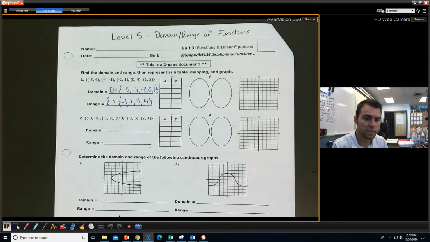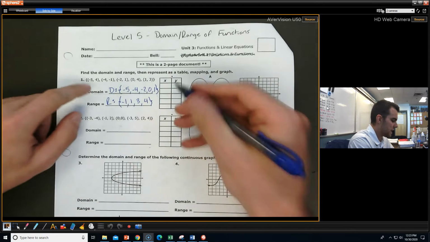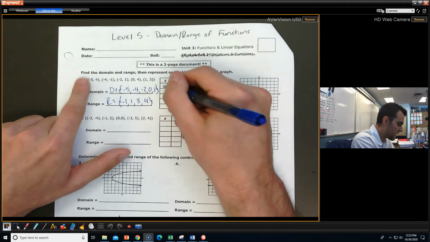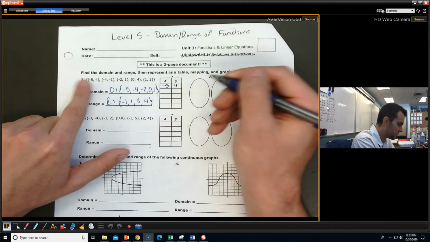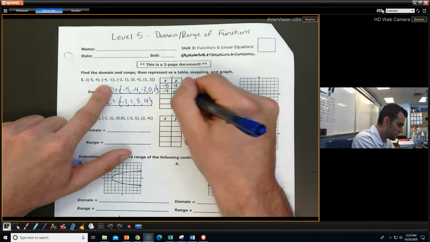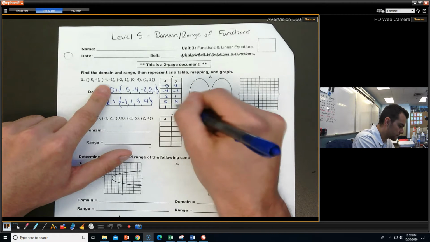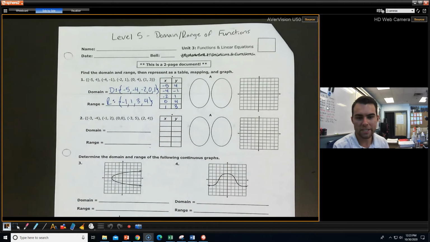But we can also represent this as a table, a mapping, and a graph. There's a lot of ways to represent functions. If we have something like -5, 4, I've got my x and my y, then -5, 4, -4, -1, and you could just go down the line. Representing it like a mapping is not the most important skill, I'm going to be totally honest with you, but we can do it.